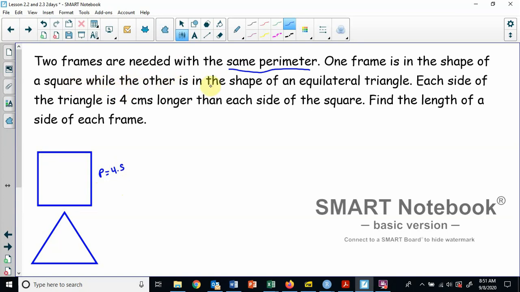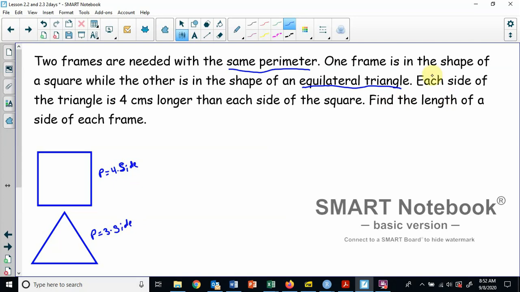So the other shape is an equilateral triangle. That means the 3 sides are equal. So instead of doing side plus side plus side, the perimeter I can just say is 3 times the side. I'm trying to make these look like S's and not 5s. Okay? Maybe I'll just write the word side. There. Alright.